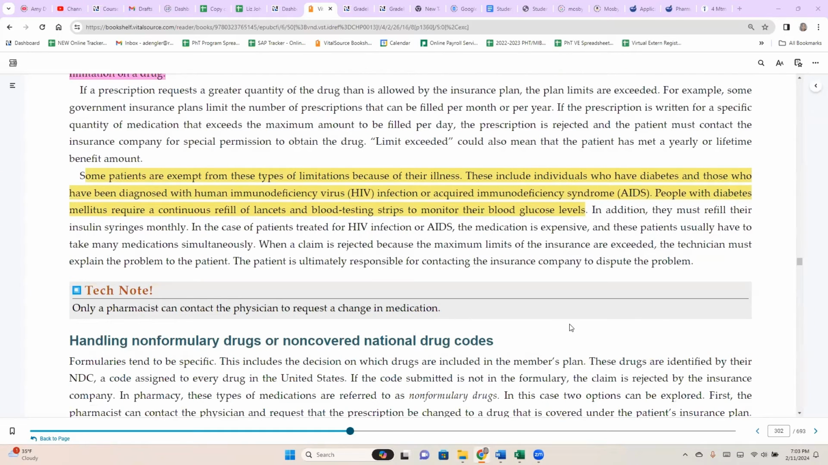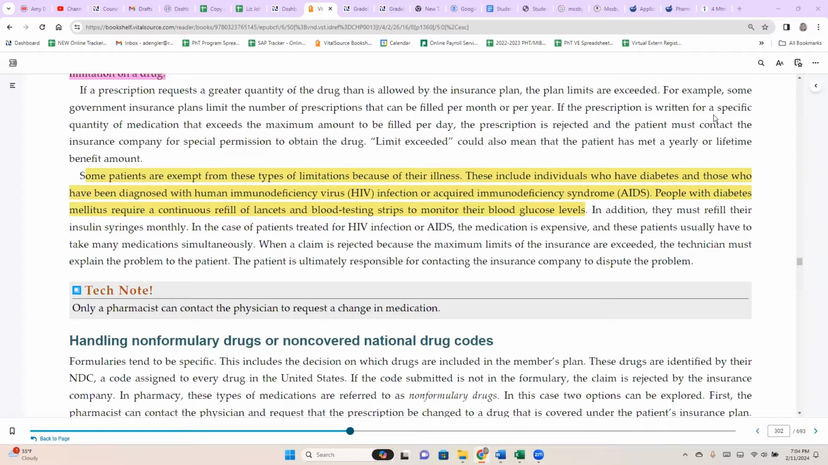Some patients are exempt from these types of limitations because of their illness. This includes individuals who have diabetes and those who have been diagnosed with human immunodeficiency virus, HIV, infection, or acquired immunodeficiency syndrome, AIDS. People with diabetes mellitus require a continuous refill of lancets and blood testing strips to monitor their blood glucose level. In addition, they must refill their insulin syringes monthly.